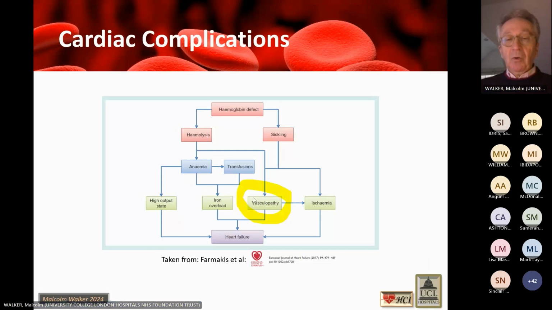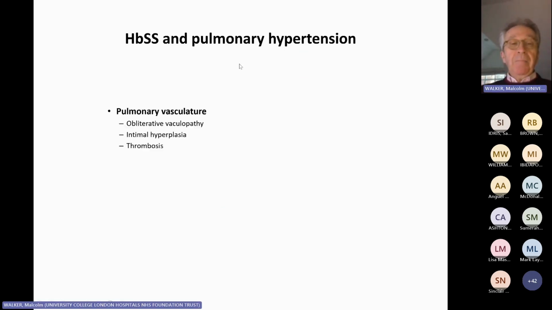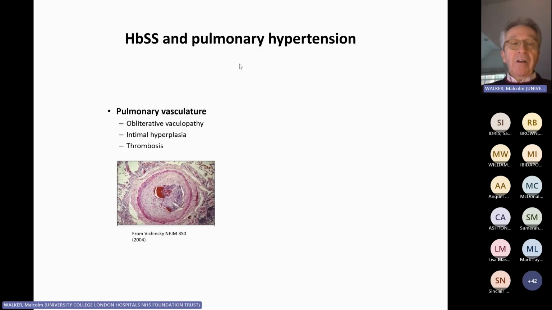I'm just going to talk a little bit about vasculopathies, because this is really, really important. And historically, it was the main emphasis of, if you like, the cardiologist input into sickle cell. And primarily, I'm just going to focus for a couple of slides on pulmonary hypertension. There is a tendency in the sickle population to develop an obliterative vasculopathy, intimal hyperplasia, thrombosis on top.